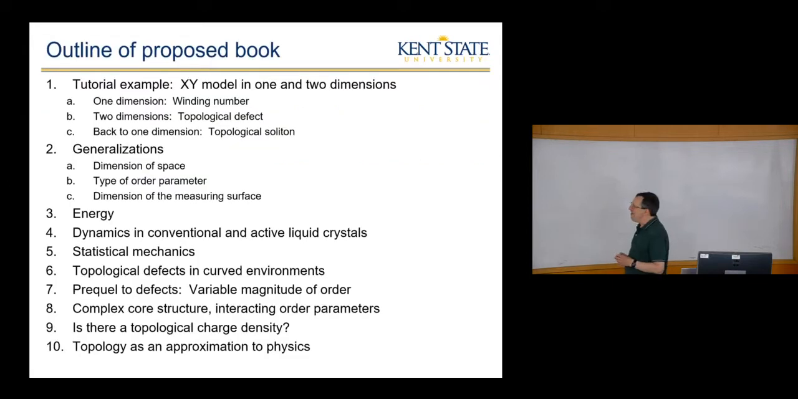So the outline of the whole proposed scheme is like this, okay? And I'm not gonna do it all today. What I would think of is to start with a basic example that illustrates the principles of topological defects, and then to start putting on generalizations to that, and then talk about other issues like energy, dynamics, statistical mechanics, and so forth. What I actually prepared for today is the first two things: the basic example, the kind of tutorial example, and then a set of generalizations to more complex situations. And so that's where I got tired and I stopped making slides at that stage. And so I'm gonna go through those things.